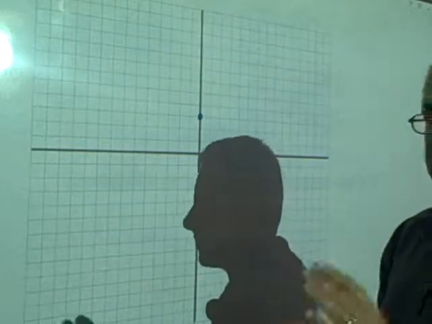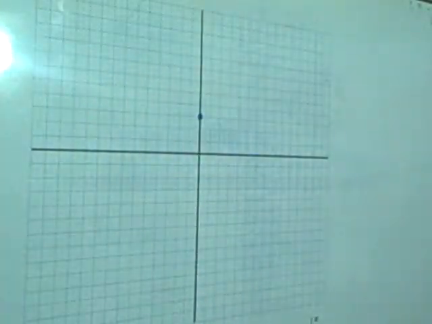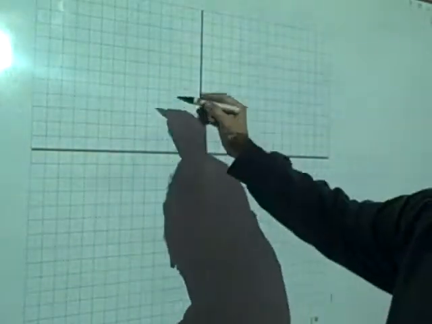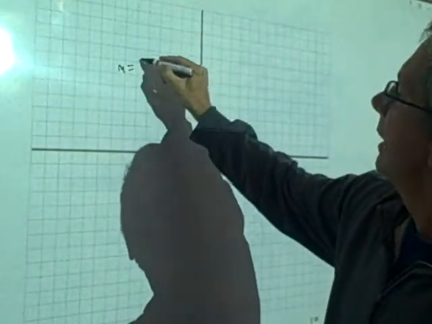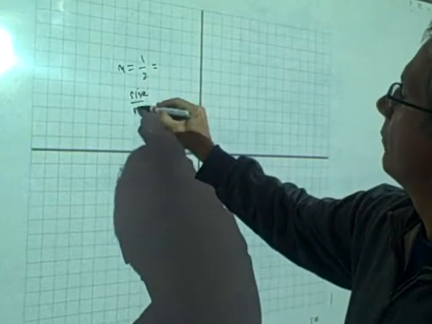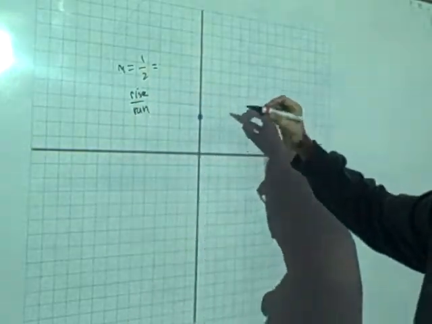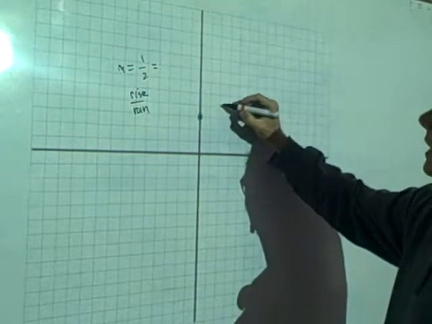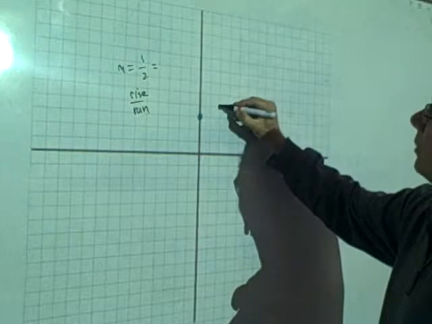Okay, now it says that the gradient should be 1/2. That means the rise over run is 1/2. So if we think of the gradient as 1/2, that's the rise over the run. Okay, so it will go up 1 when it runs 2. So if I go 2 over and go up 1, I'll get another point there.